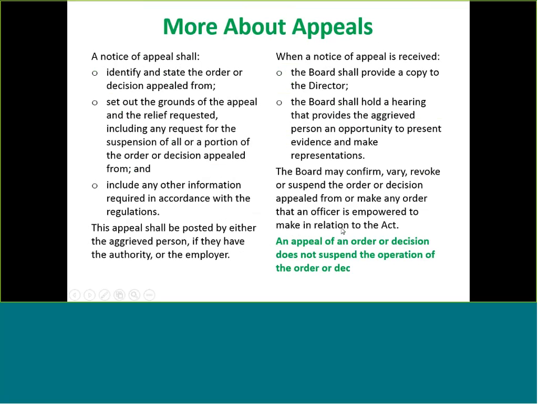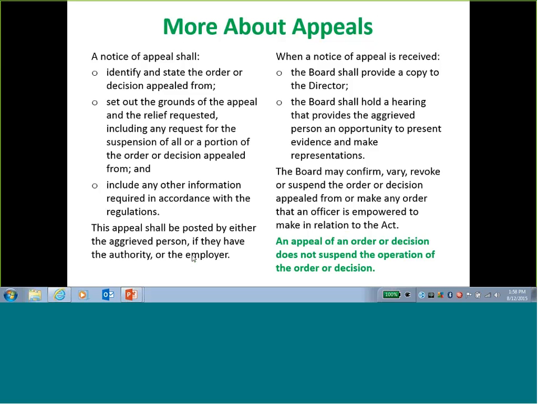Continuing on appeals, the notice of appeal shall identify and state the order and the decision appealed from, set out the grounds of the appeal and the relief requested, including any request for the suspension of all portions of the order and the decision appealed from, and include any other information required in accordance with the regulations.